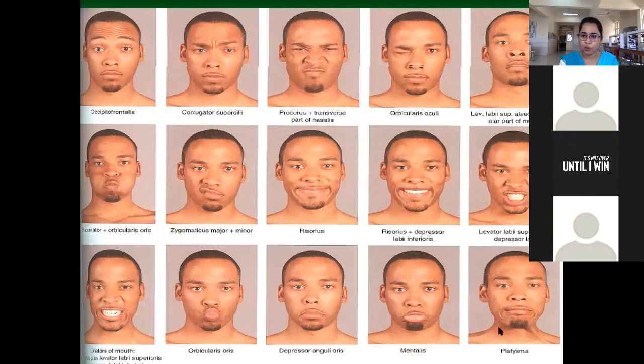No one will ask you to write in exam all these actions, okay? You just have to understand the actions. Only what is important: orbicularis oris, buccinator, and orbicularis oculi. Three muscles, actions are also important, okay? Till here, everyone clear? Yes, ma'am.